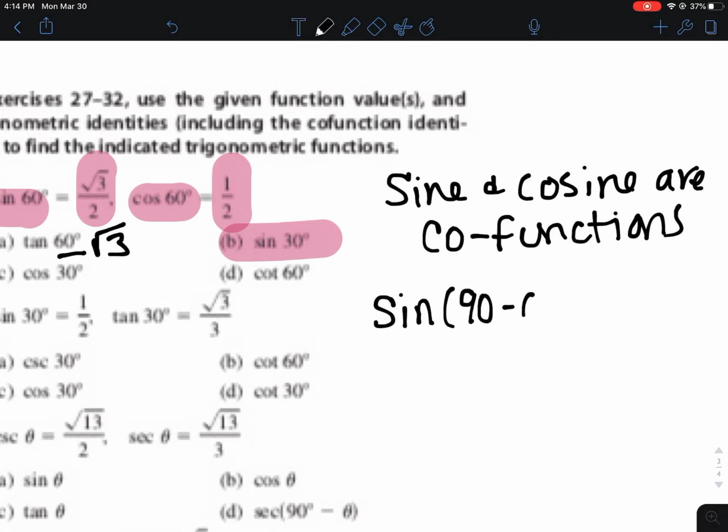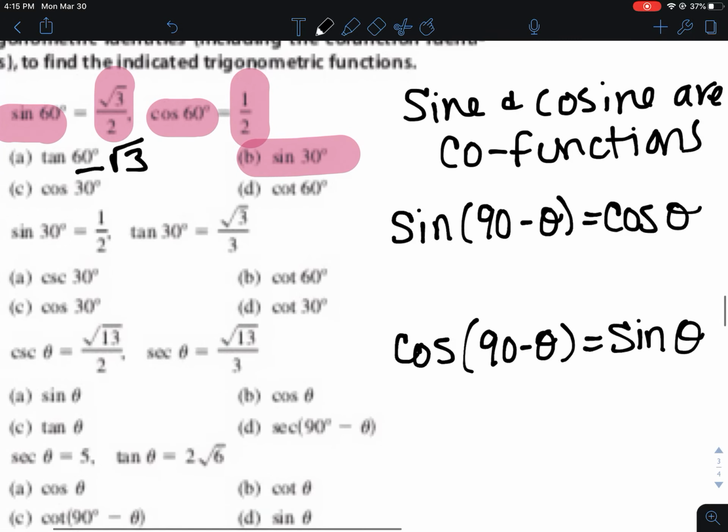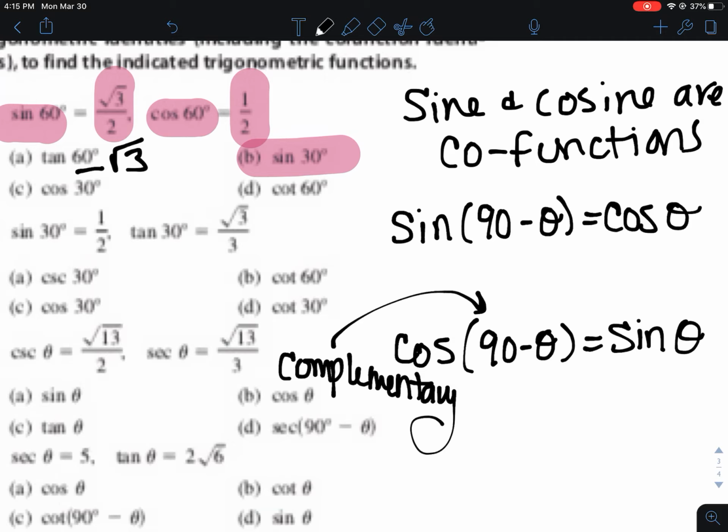So we know the sine of 90 minus theta is equal to the cosine of theta. And we also know that the cosine of 90 minus theta is equal to the sine of theta. So watch what happens here if I use these two identities. Again, these are math facts. Well, 90 minus theta, that means that the angle is complementary, right? So I have a complementary angle, and a complementary angle is anything that adds up to 90.